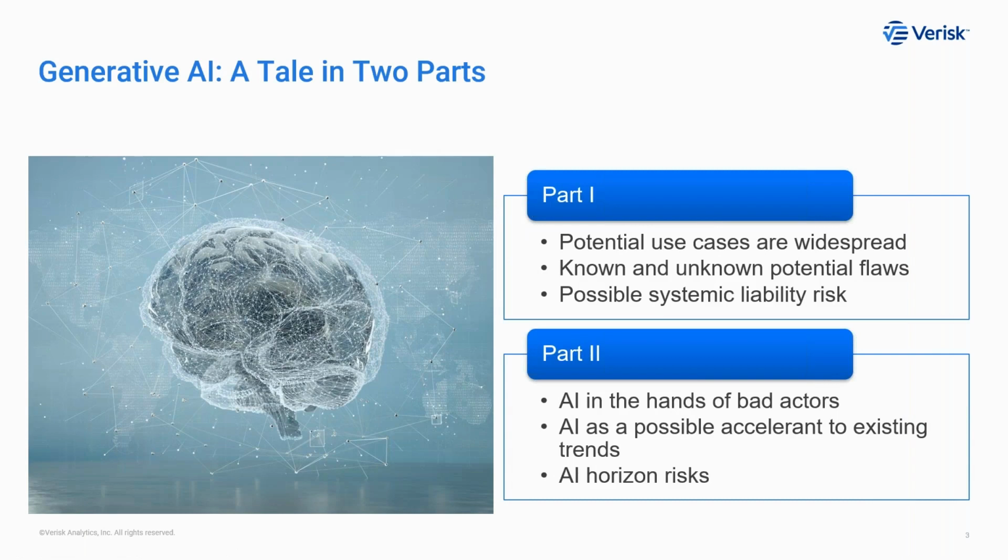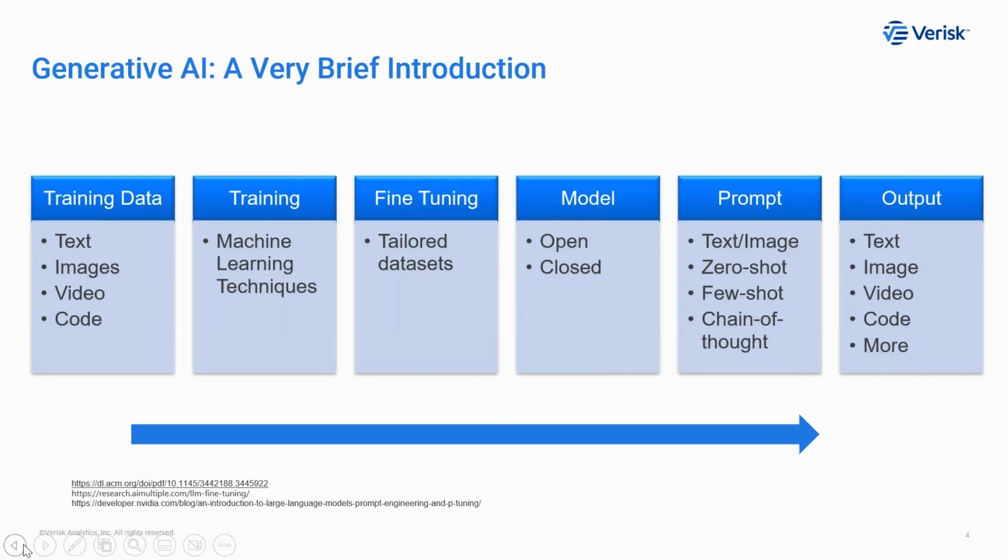We divided this presentation into two parts. My colleague Eleanor Bragg from our Arium team is going to discuss the possible issues that can arise from potential flaws or errors in generative AI applications. Then I'm going to pick it back up for part two and discuss some of the possible issues we see when generative AI is working fine, but falls into the wrong hands or may be used to influence a trend like social inflation. I'm going to wrap that up with a brief discussion of some of the potential longer-term risks that could come from AI. But first, let's start with a short introduction.